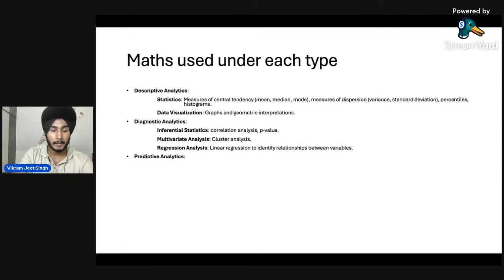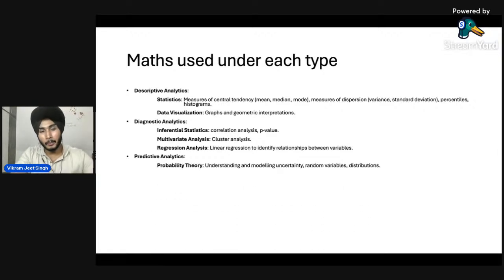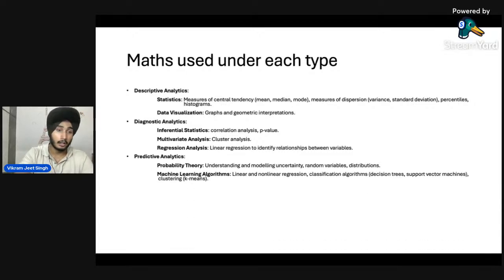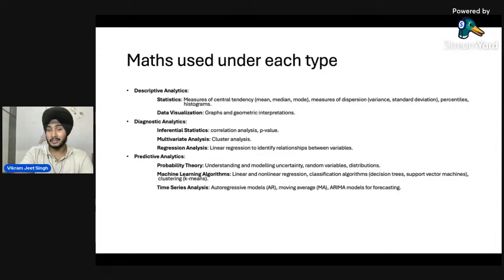Next up we come to the predictive analytics part. In predictive analytics, we use probability theory, like understanding modeling, uncertainty, random variables, distributions, etc. Next up, we use a lot of machine learning algorithms like linear regression, non-linear regressions, and classifications, as mentioned, decision trees, SVMs, clustering techniques, to time series analysis for whichever data we are having.